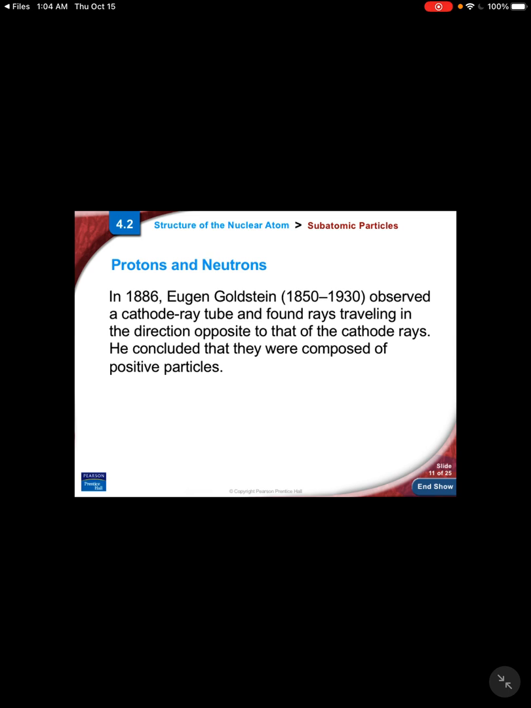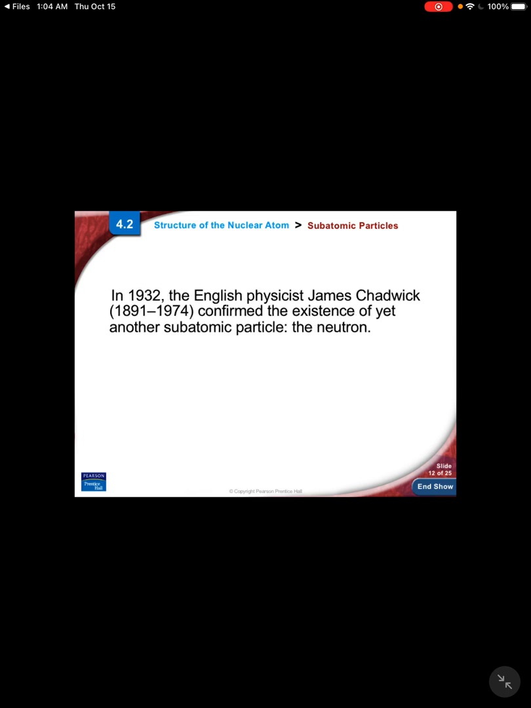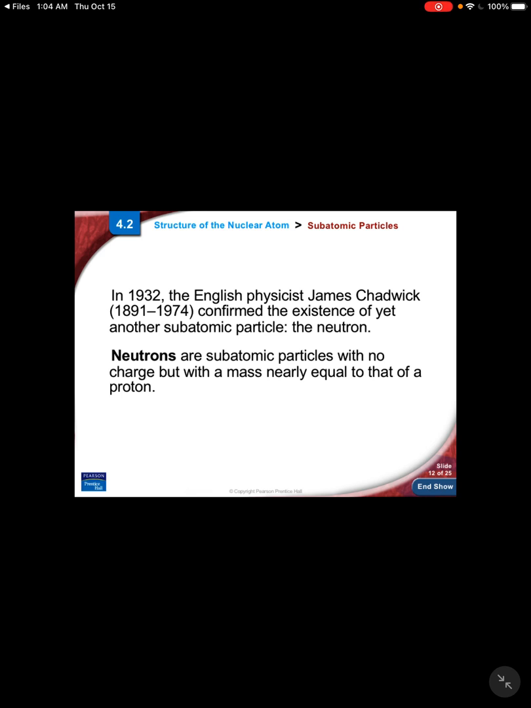There's another particle that is a positively charged particle called a proton. And there's a third type of particle called the neutron, which is similar in mass to the proton, but has no charge.